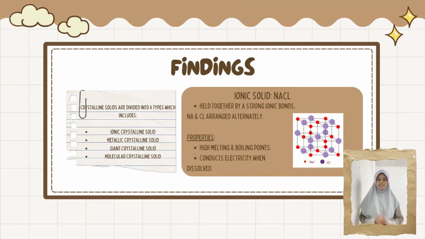The first one is the ionic crystalline solid, and we take NaCl as our example. NaCl is held together by strong ionic bonds of Na and Cl that are arranged alternately. The properties of ionic crystalline solids include a high melting point, a high boiling point, and they also conduct electricity when dissolved in solvents such as water.